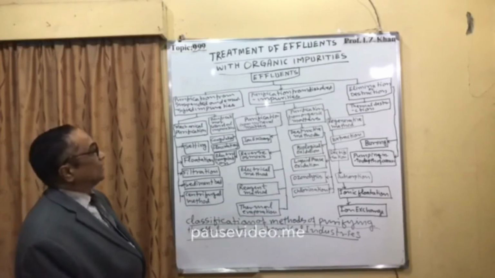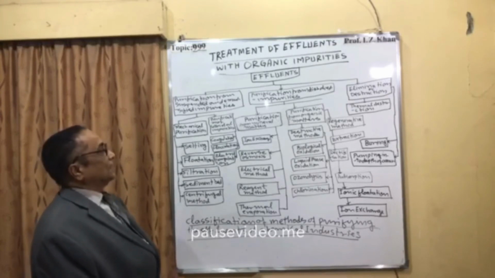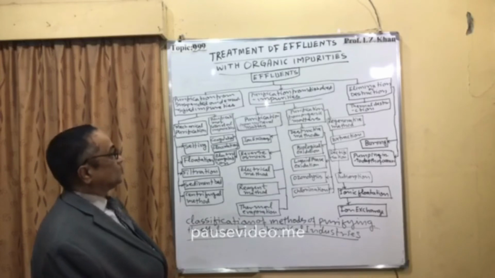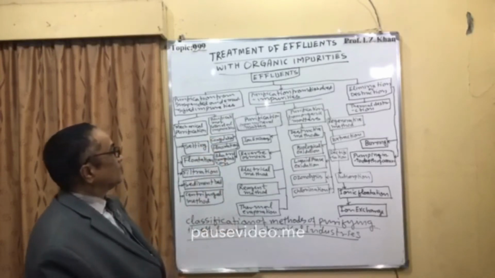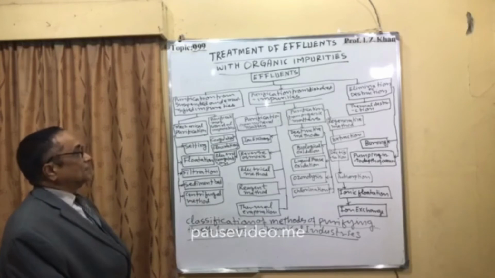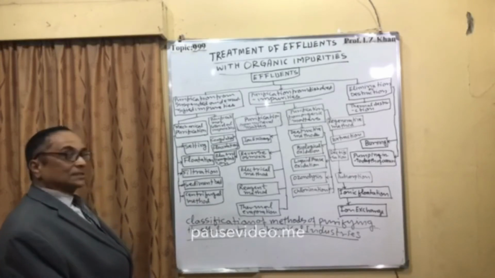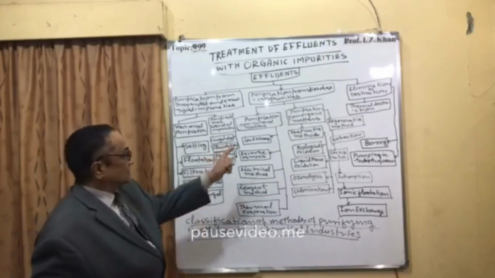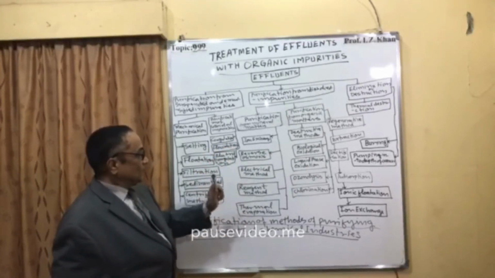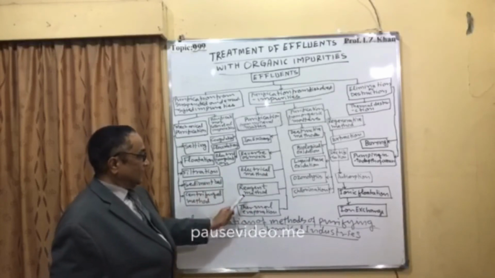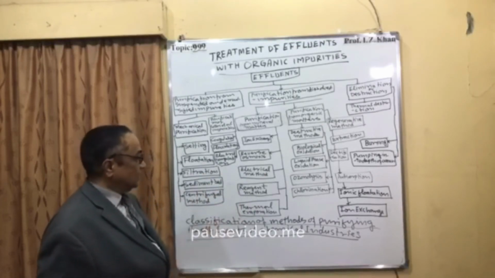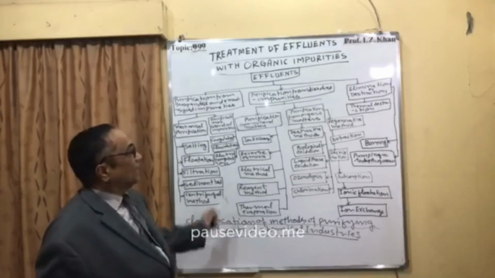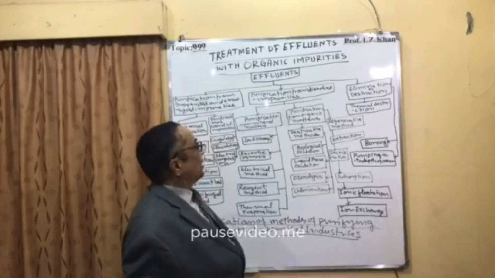Then comes the second one, purification from dissolved impurities. How do we purify dissolved impurities? There are two methods. One is purification from mineral matters. From mineral matters, we purify first by ion exchange, then reverse osmosis, then the electrical method and the reagent method, and the last one is thermal evaporation, just evaporating by heat. And then purification from organic matters.